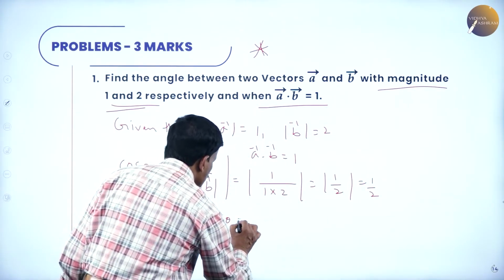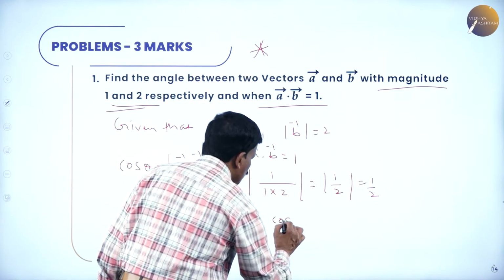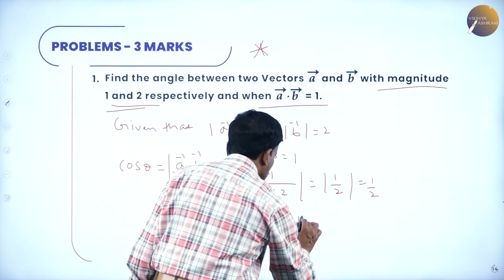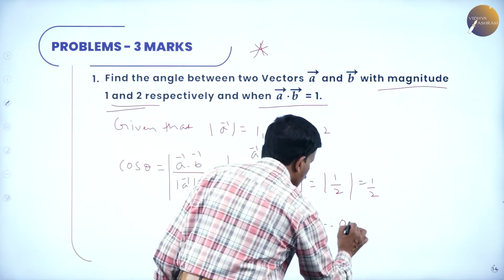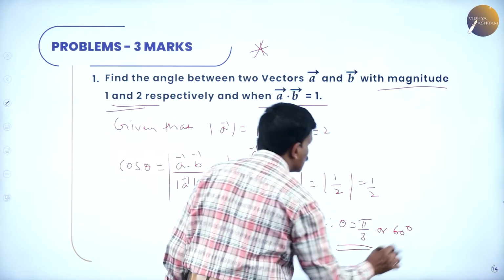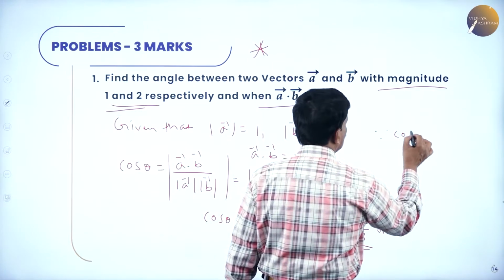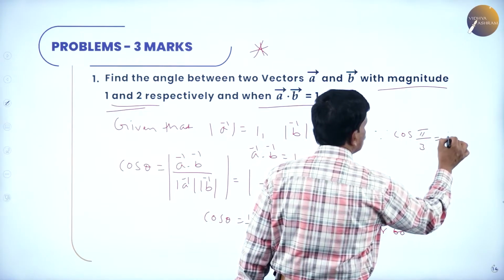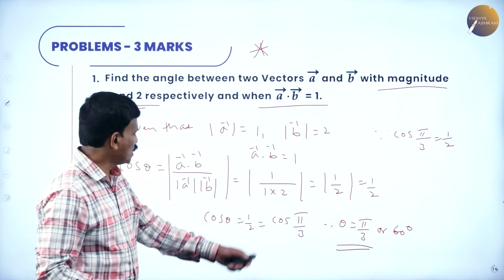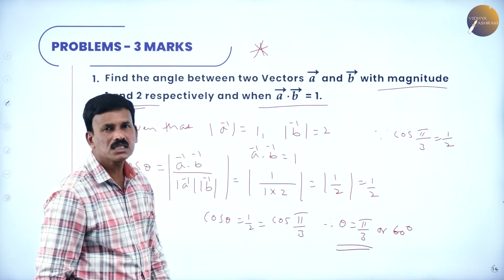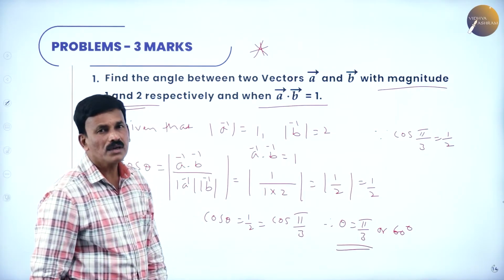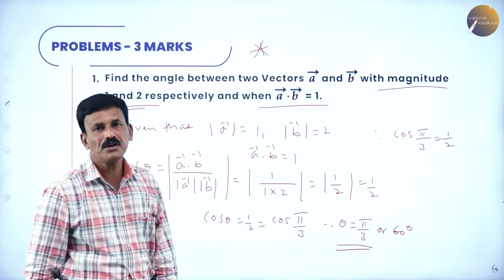So cos theta is equal to 1 by 2, which is nothing but cos of 60 degrees. Cos 60, that is nothing but pi by 3. So therefore theta is equal to pi by 3 or 60 degrees. That's it. Because what is cos pi by 3? It is 1 by 2. Sin 60 is root 3 by 2. Cos 60 is 1 by 2. So therefore theta is equal to 60 degrees. That's it. Okay. So this is how we are going to find the angle between the vectors whenever length of A, length of B and A dot B are given.